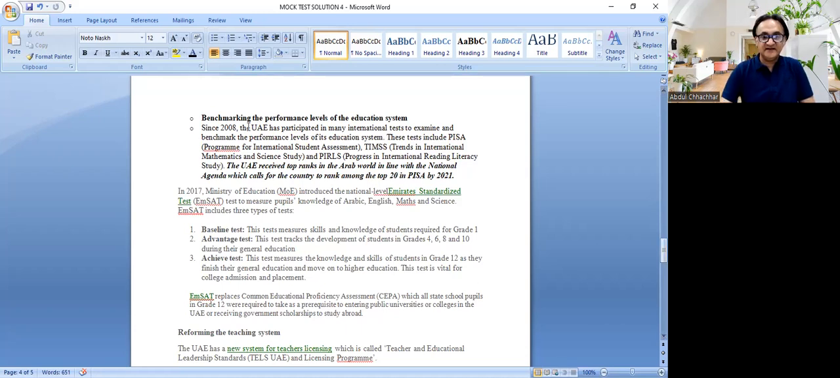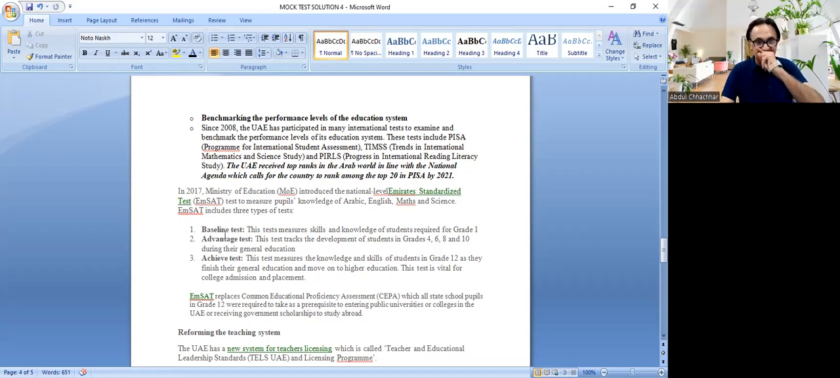The UAE has participated in many international tests, so you should know about the TIMSS ranking, PISA ranking, and PIRLS ranking. This is very important again. In every test or alternative test, there's at least one question from that. The UAE received top ranks in the Arab world in line with the national agenda, which calls for the country to rank among the top 20 in PISA by 2021. In 2017, the Ministry of Education introduced the national-level Emirates Standardized Test to measure students' knowledge in Arabic, English, math, and science.